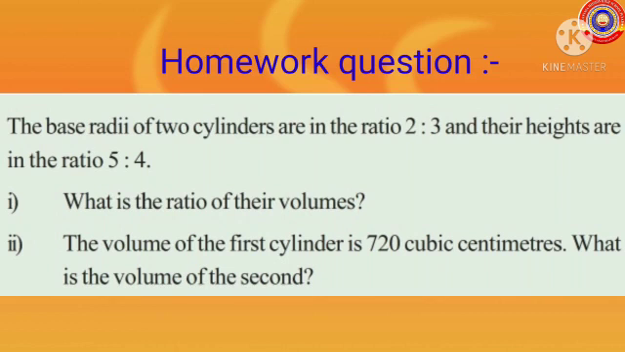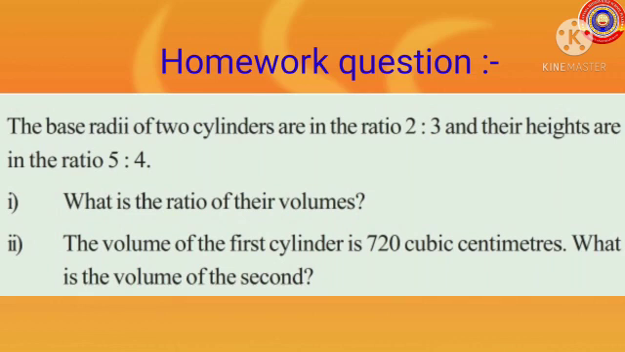I will give you the explanation. The base radii of two cylinders are in the ratio 2 is to 3 and their heights are in the ratio 5 is to 4. Here you can take two radii, that is R1 and R2, and also two heights H1 and H2. So R1 is to R2 is given as 2 is to 3 and 5 is to 4 is the value for H1 is to H2. Now first question is you have to find the ratio of the volumes, that is V1 is to V2.